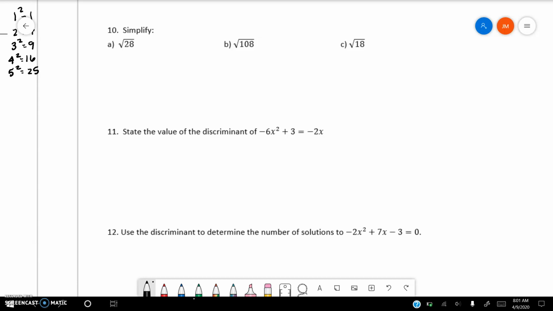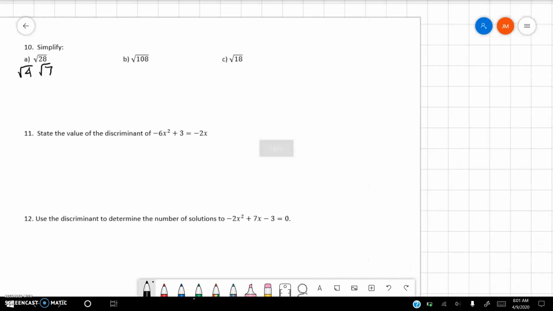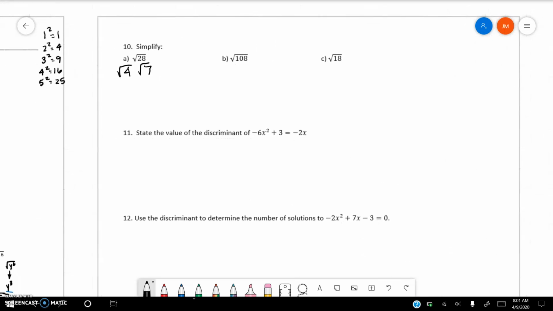So square root of 28, I believe we already simplified this somewhere on here. 28 is going to be 4 and 7. And the square root of 4 is 2. Oh my goodness, I'm so sorry. So this turns into 2 root 7.